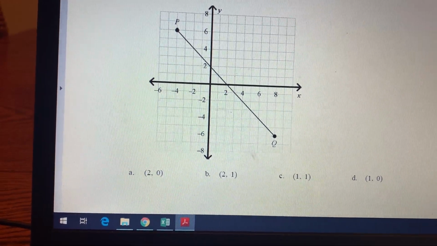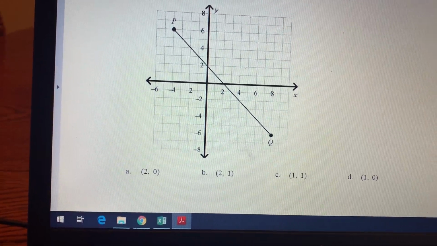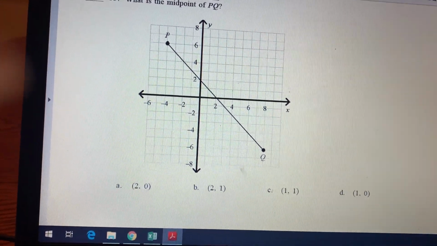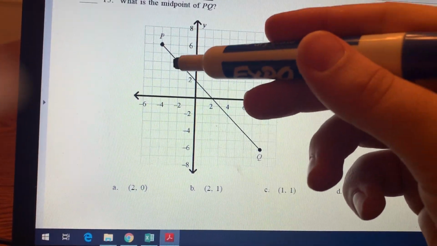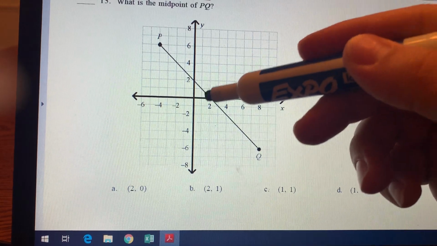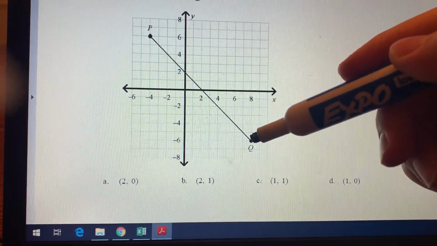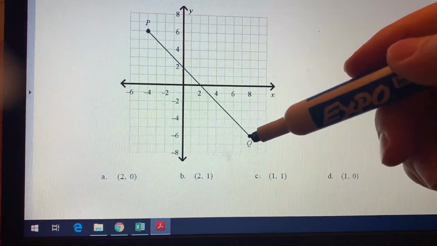you add the x coordinates divided by 2, add the y coordinates divided by 2. But this one, I don't even really think you need it. So you just need to count it out. So the line crosses 1, 2, 3, 4, 5, 6, 7, 8, 9, 10, 11, 12 squares. So we want to go halfway to 6.